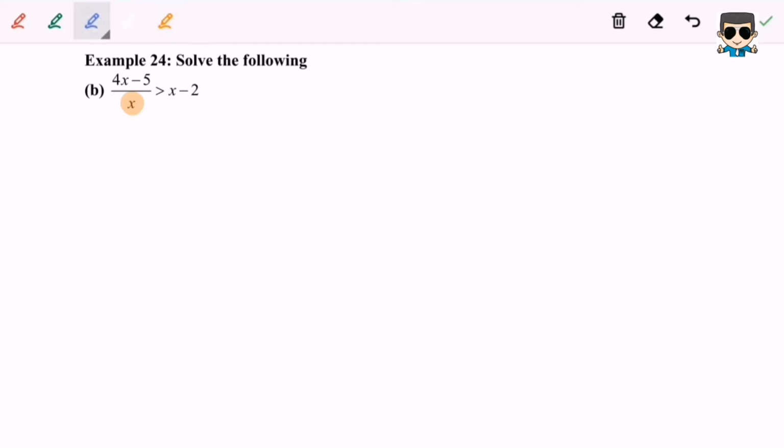So my step number 1 will be transferring x minus 2 from the right to the left so that we have 0 on the right. So we will have 4x minus 5 over x minus bracket x minus 2 greater than 0. Second step, I'm going to equate the denominator where we will have 4x minus 5 over x minus x minus 2 multiply with x.